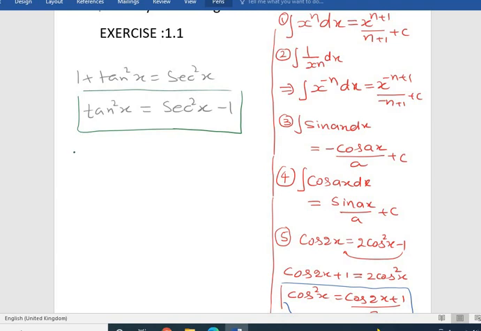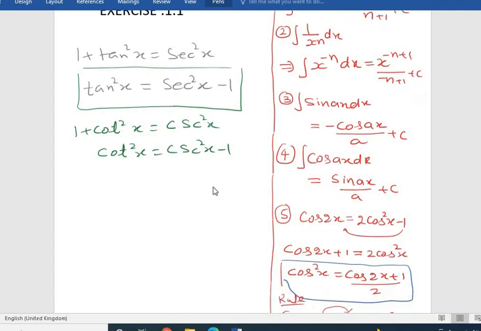Another rule is 1 plus cotangent square x is equal to CSC square x. So we can write cotangent square x is equal to CSC square x minus 1. Now, on the basis of these, I want to tell you by picking a few examples. This example is given in your handout. Evaluate the integral.